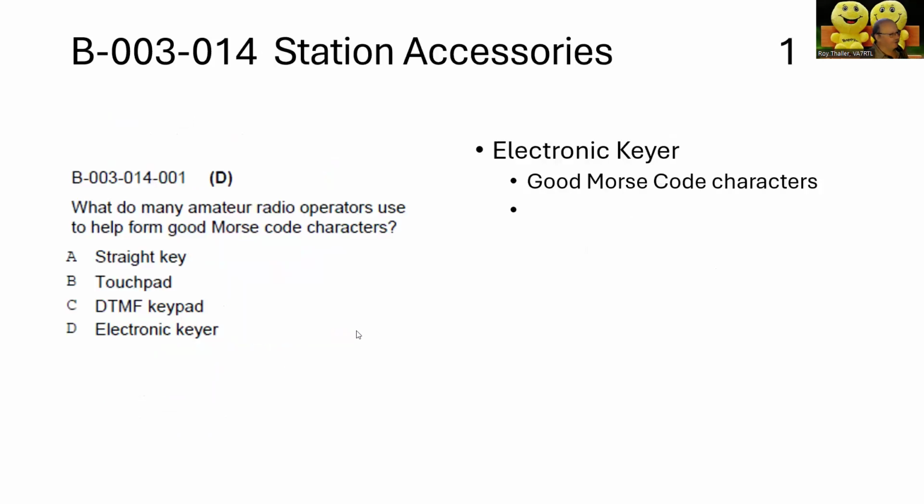Now we get to station accessories. What do many amateur radio stations use to help form good Morse code characters? And what they would use here is an electronic keyer.